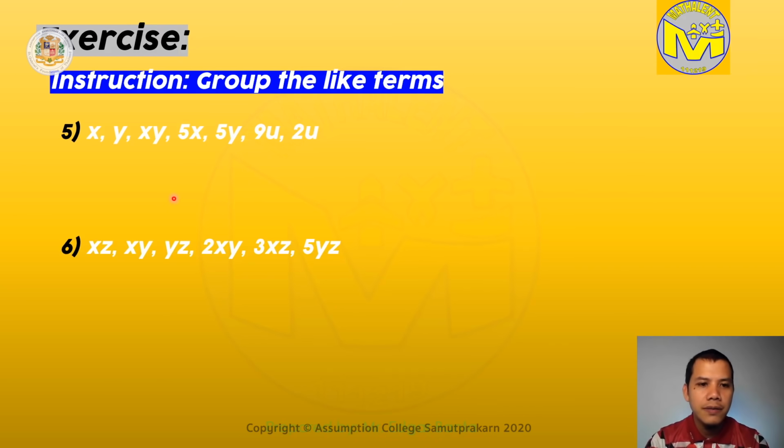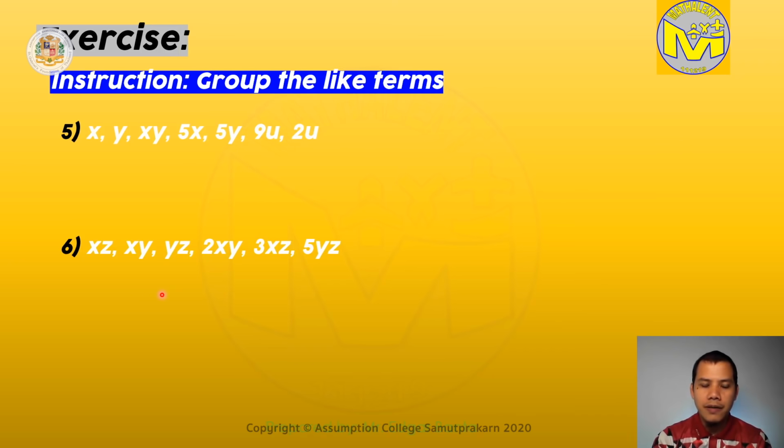Next, number 6. Last question. We have 1, 2, 3, 4, 5, 6. We have 6 terms. How many groups? We have XZ, XY, and we have only 2 groups. We have XZ and XY. Which is first? Which is first? XY or XZ?